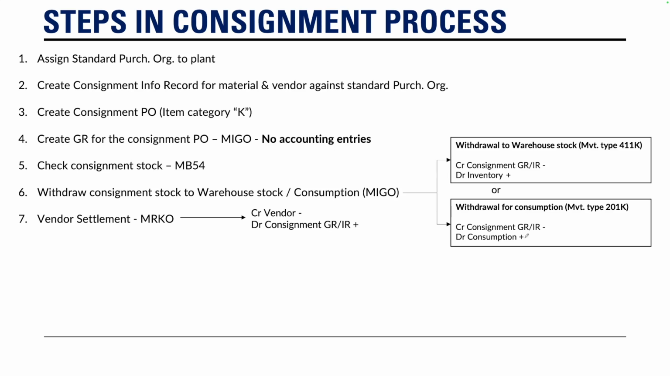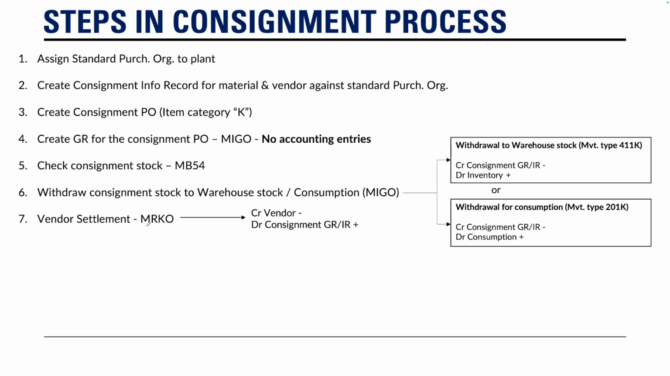Now once you have done any of these steps, you will have an outstanding amount to be settled to the vendor. That is the consignment amount, which is equivalent to the quantity which you have withdrawn from your consignment warehouse stock. So in the next step, you will be doing the vendor settlement, and this time it will be done through T-code MRKO. As I have told you, in the consignment process, no invoice will be submitted by the vendor. You will have to clear the amount which is outstanding for settlement against the consignment stock which you have withdrawn.